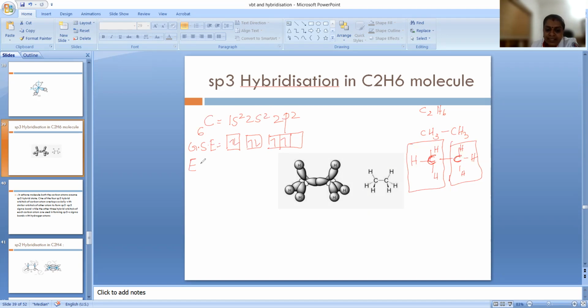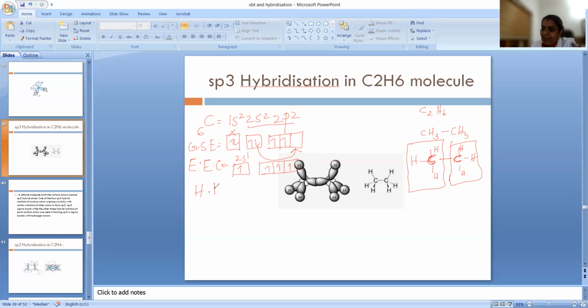Now we are doing the excited state electronic configuration. What happened? The 1s is not involved. Only these two are involved. This is the outer shell. So one of the electrons will be excited to the higher level. This is the higher level. So we will get one electron in this 2s1 and here we will get 3 electrons: 1, 2, 3. So this is the excited state electronic configuration.